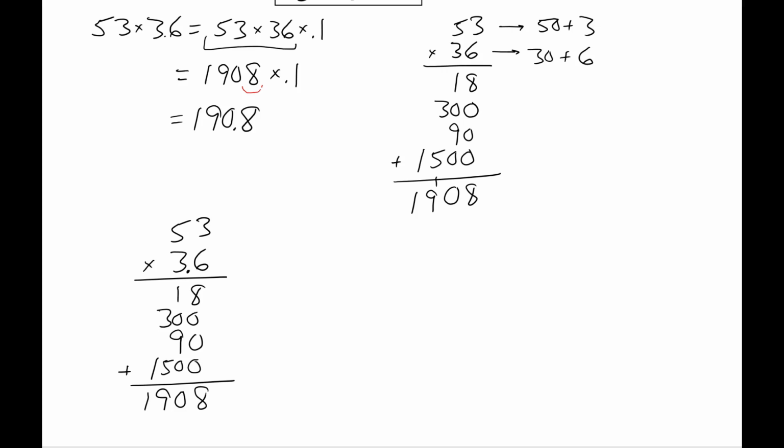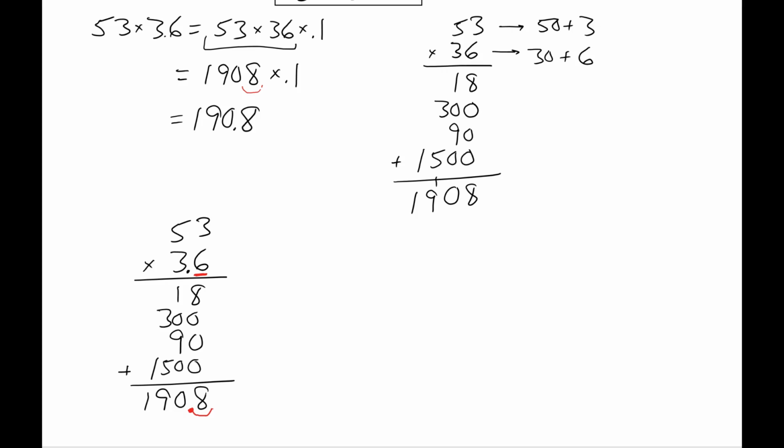And then, when I have my answer, I ask myself, how many decimal places do I have in my original numbers? Or, how many digits do I have behind any decimal points? And since in this case, I just have this one digit behind a decimal point, then I'm going to move my decimal point one place to the left in my answer, and again, 190.8.